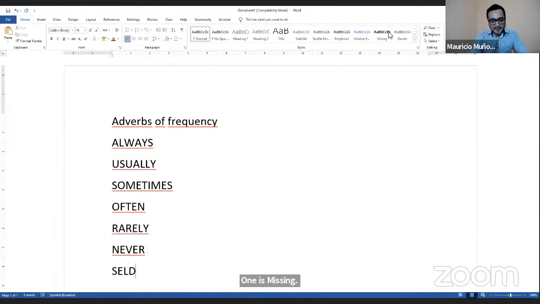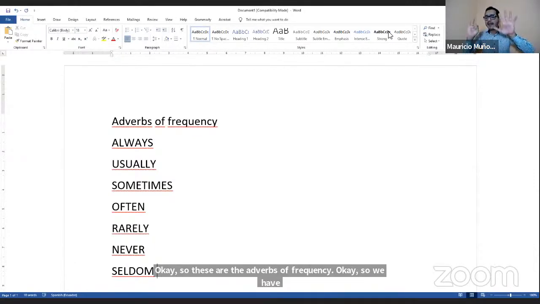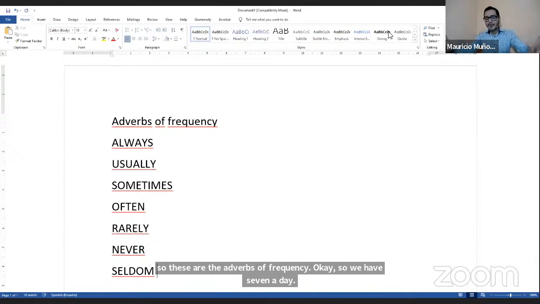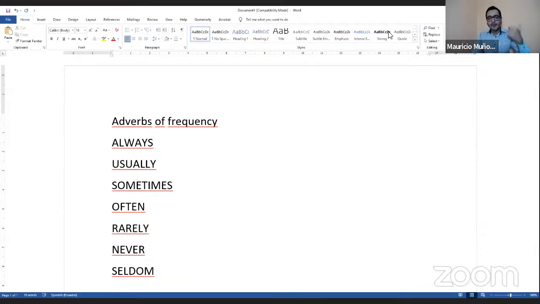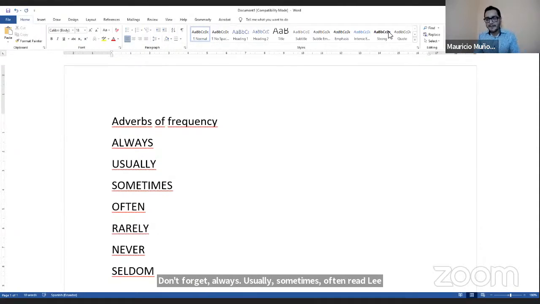Okay, let me help you. Seldom. Okay. So these are the adverbs of frequency. There are more of them, obviously, but we're going to focus on these seven different adverbs of frequency. Don't forget: always, usually, sometimes, often, rarely, never, seldom.